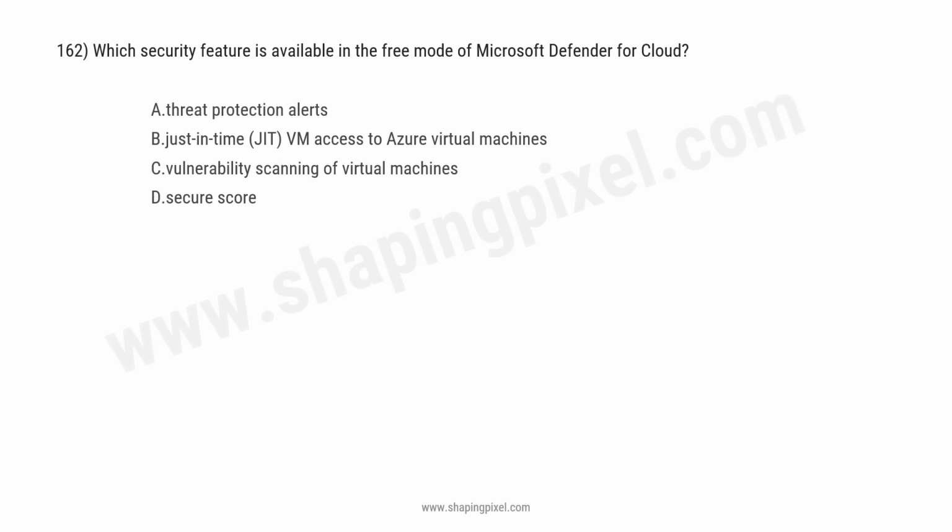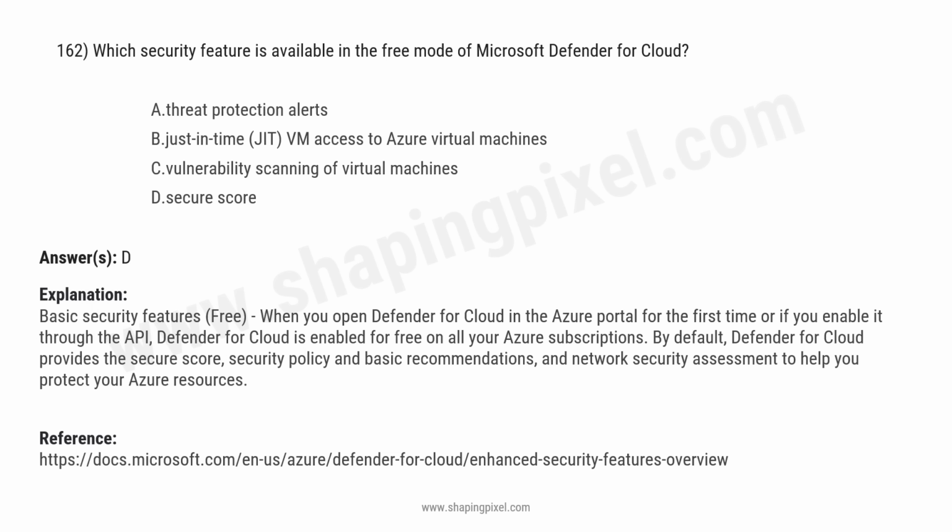So which security feature is available in the free mode of Microsoft Defender for Cloud? The options are threat protection alerts, just-in-time VM access to Azure virtual machines, vulnerability scanning of virtual machines, secure score. So the right option here is option D, secure score.